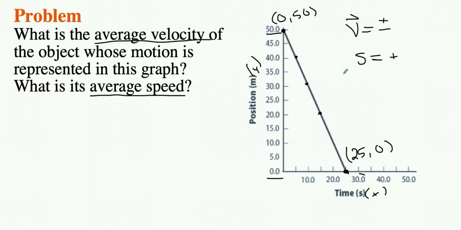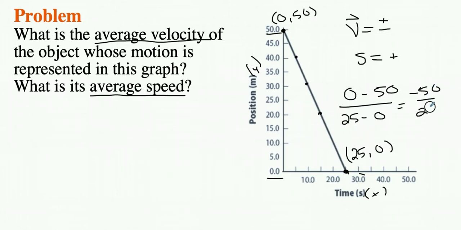So this is just like any algebra class that you've taken. How do we find the slope of this line? If we have these two points, we do y2 minus y1 over x2 minus x1, which is just negative 50 over 25, or negative 2. So that is my velocity, negative 2 meters per second. So average velocity is negative 2 meters per second, and we can use that information to get average speed. Speed is not a vector, so speed is just 2 meters per second. So that would be those two.